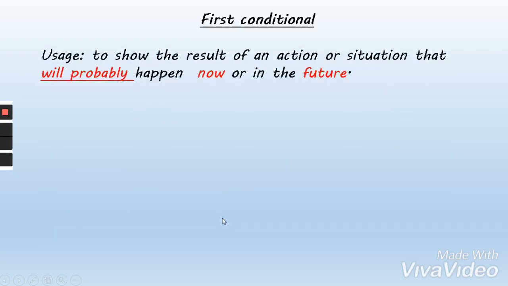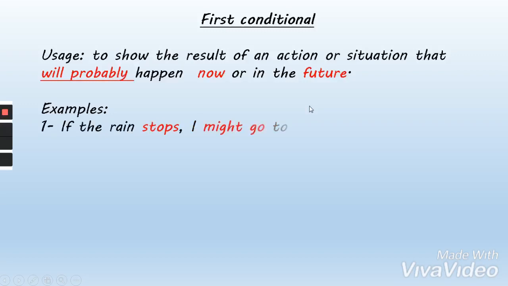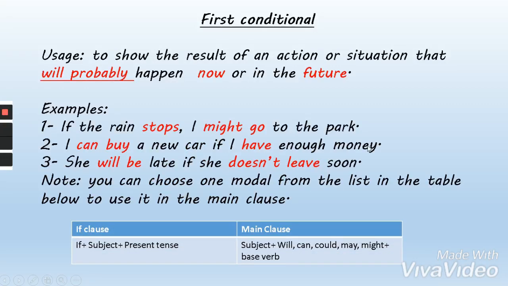For the first conditional, why do we use it? We use it to show that the situation or the action will probably happen now or in the future. Some examples: if the rain stops, I might go to the park. As we talked about previously, we can use different modals in the main clause. Now, for the form, in the if clause, what do we have?